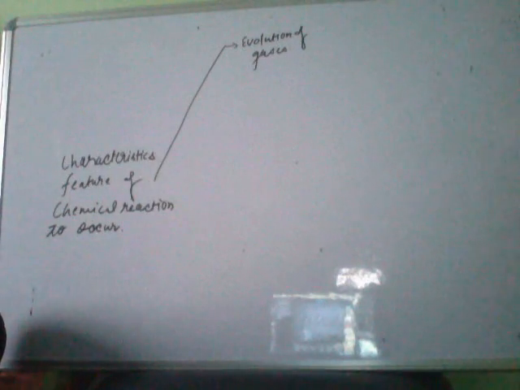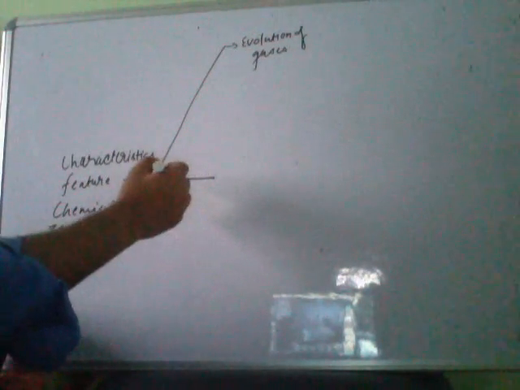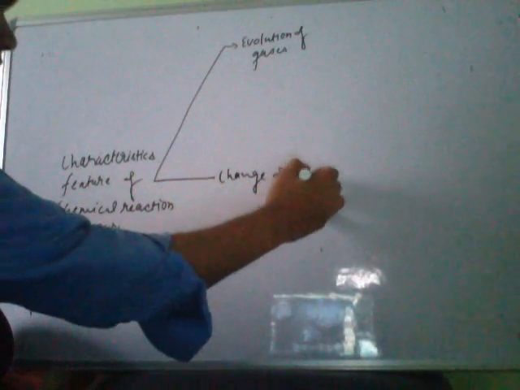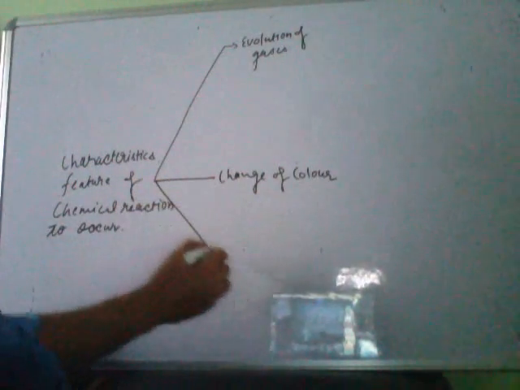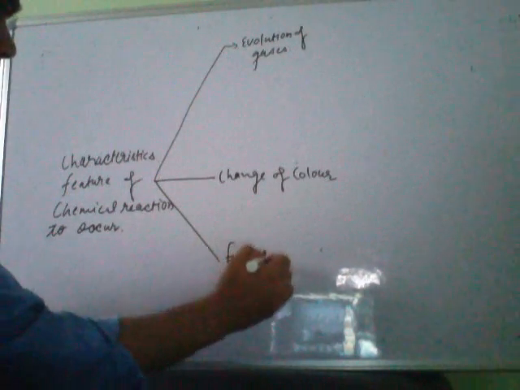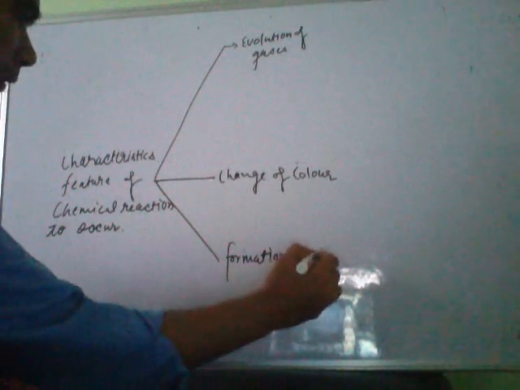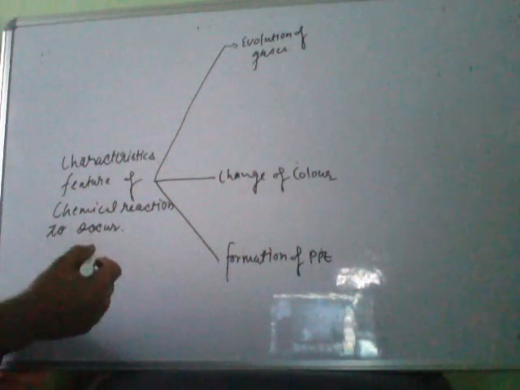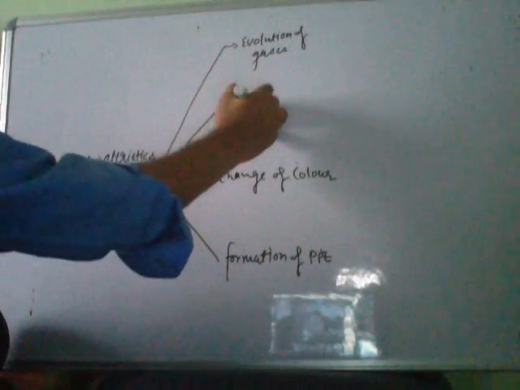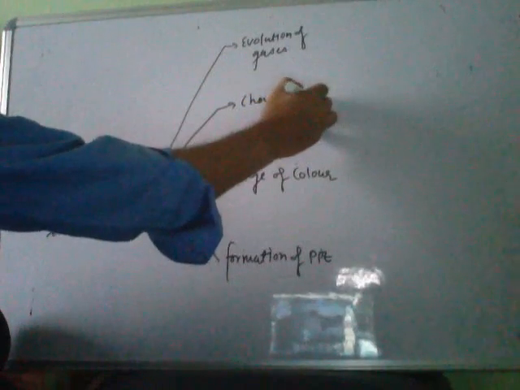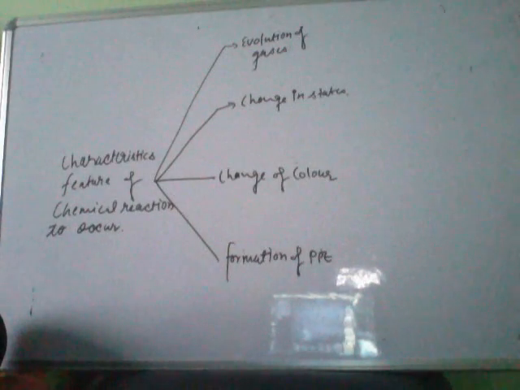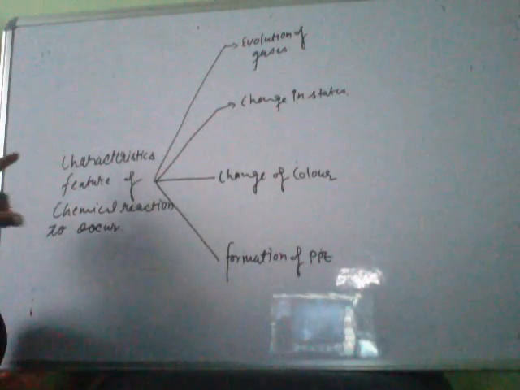Second is the change of color. Next is the formation of precipitate, PPT. Next characteristic is the change of state. So these four are the characteristic features of chemical reactions.